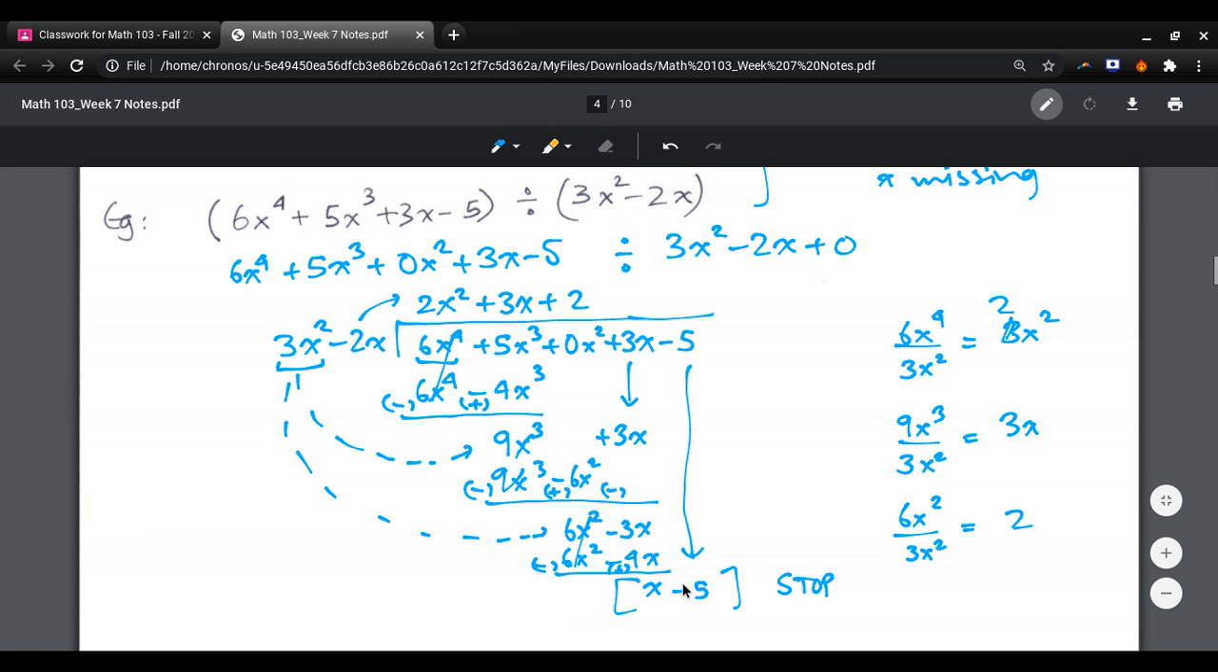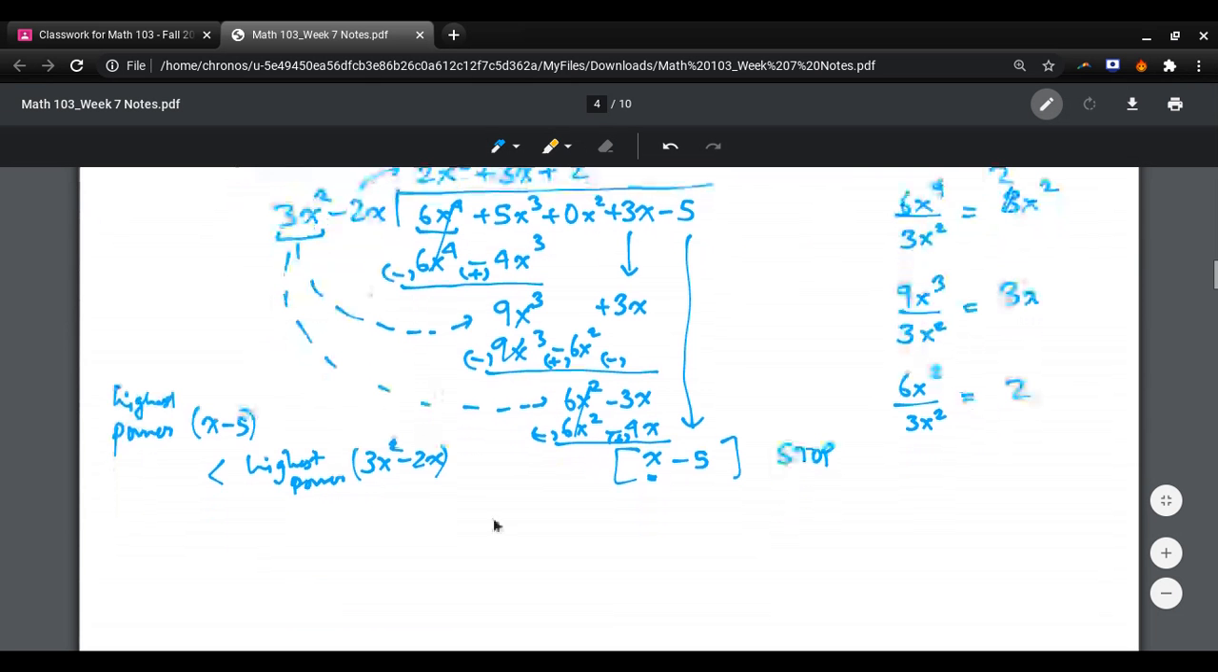Why? Well, because 3x squared does not divide x. Because the highest power of x minus 5 is less than the highest power of 3x squared minus 2x. Now this process is similar to how in numbers we stopped, for example, when we had 7 and we were dividing by 13, and 7 is smaller than 13. In polynomials, we stop whenever the highest power of the remainder is less than the highest power of the divisor.